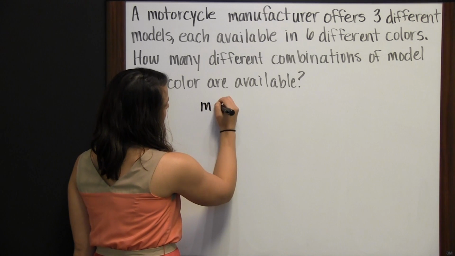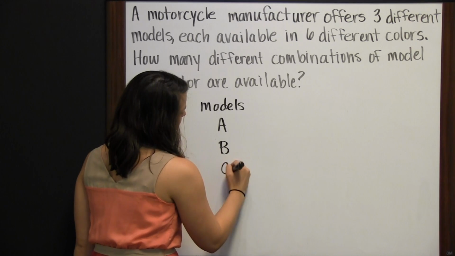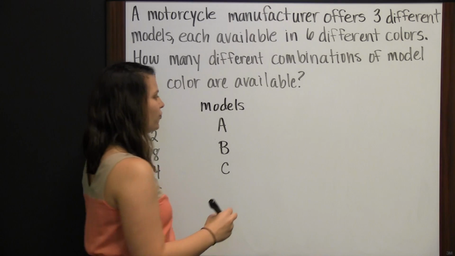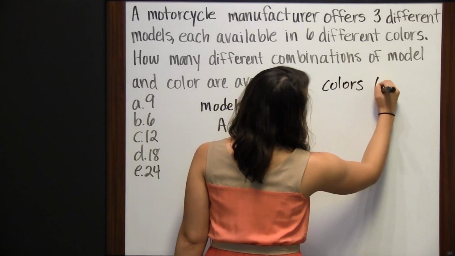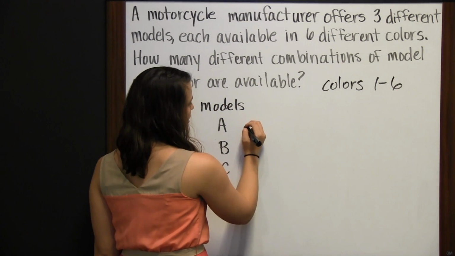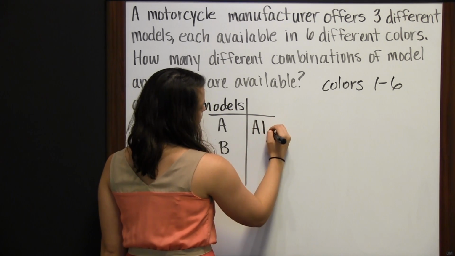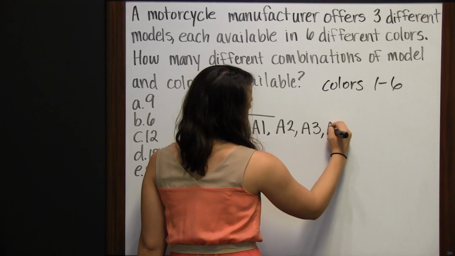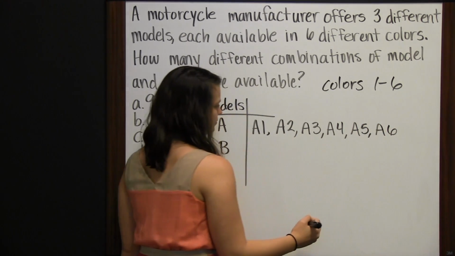So if we say our models are A, B, and C. These are the 3 different models of cars you can get. And then for colors, we use the numbers 1 through 6, since there are 6 colors. Then you could get Model A in color 1, color 2, color 3, color 4, color 5, or color 6.